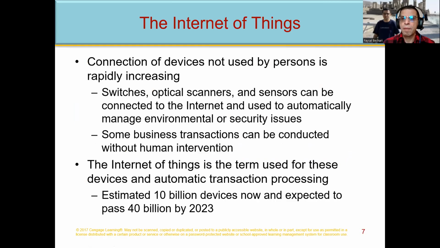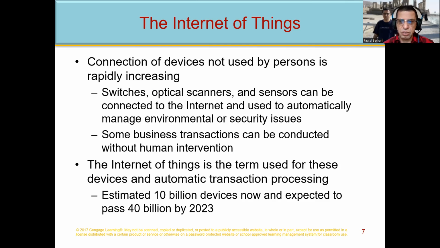Now, there is something called the Internet of Things, or IoT, and it's about the connection of devices not used by a person. It's also rapidly increasing, like switches, optical scanners, and sensors that can be connected to the internet and used automatically, to manage environment and security systems, for example. We can see lots of examples around us.